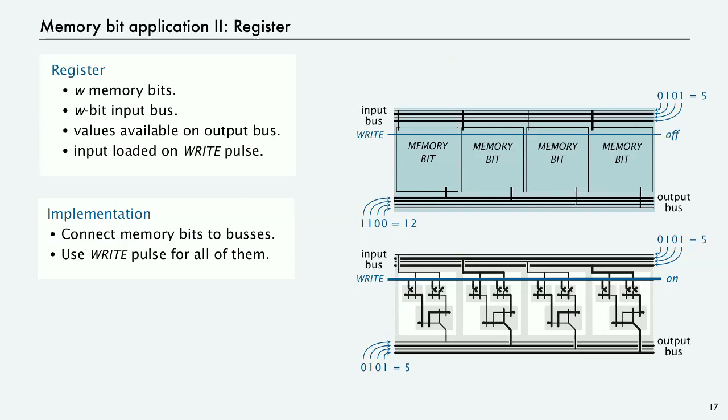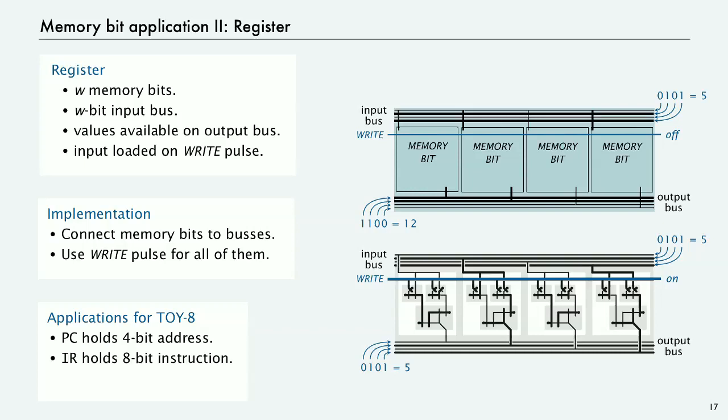And the implementation is quite simple. It's just a sequence of memory bits connected to the buses, and the write pulse controls all of them. And in Toy 8, this is precisely what holds the address for the PC, a 4-bit register like this. We need an 8-bit register to hold the current instruction. It's the same thing, just with 8 bits. And our actual processor register R is also an 8-bit register that's exactly like this. So a sequence of memory bits connected with buses and a write pulse, that's a register, and that's 3 of the main components of our CPU circuit.